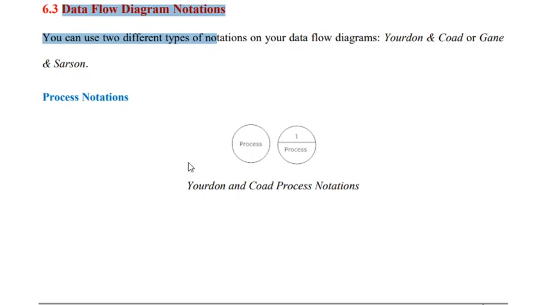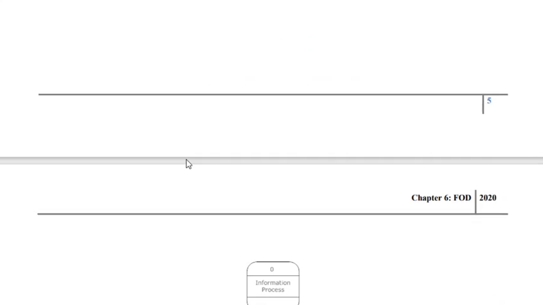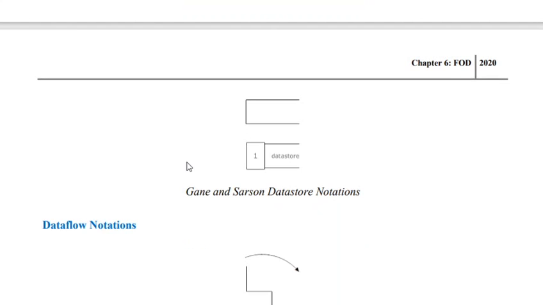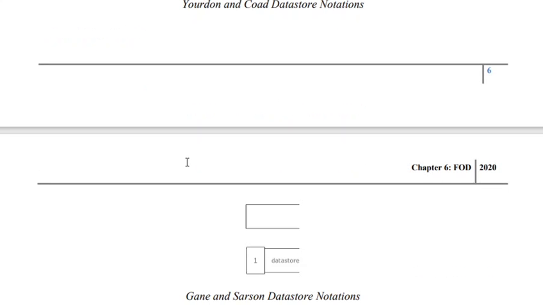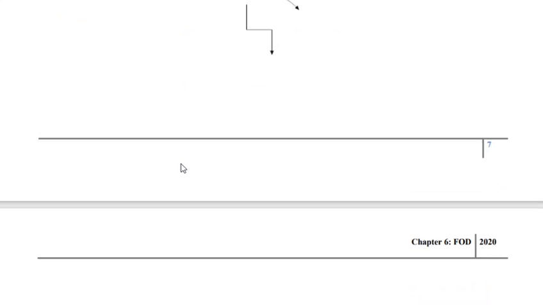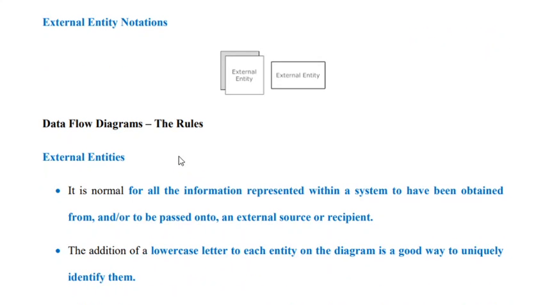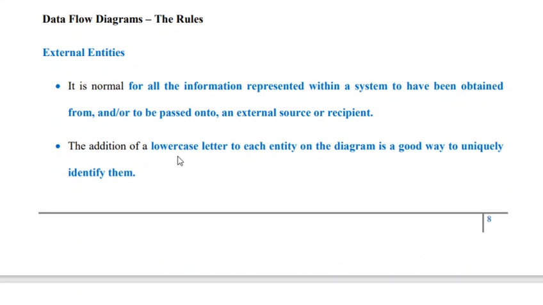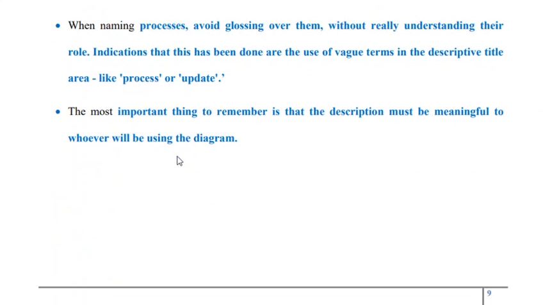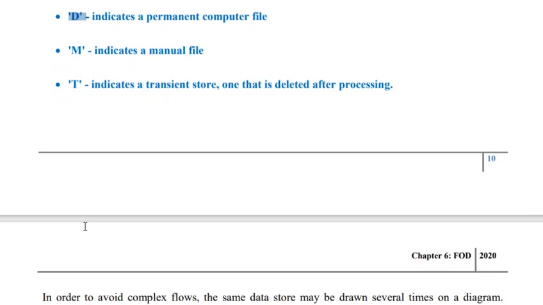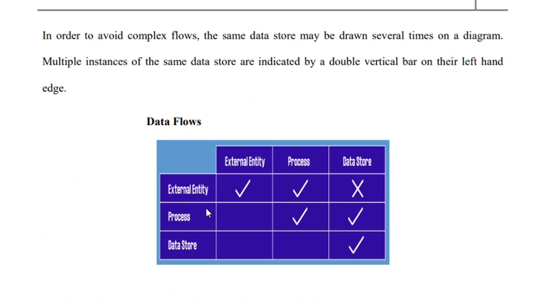Then we learned about different notations: process notation and data store notation, proposed by Gane and Sarson and Yourdon and Coad. Then we moved on to data flow notation. Then we tried to understand the notation for external entity, and went through some of the data flow rules associated with external entities. Again, processes and data flow. Then we tried to associate some attributes with the types of files. And then we learned about different data flow rules between external entity, process, and data store.